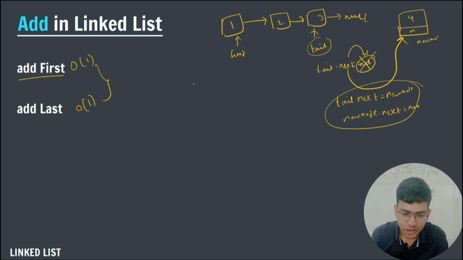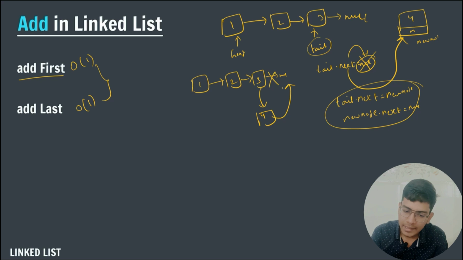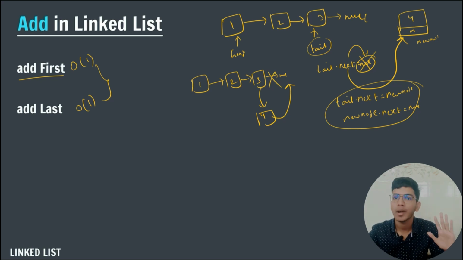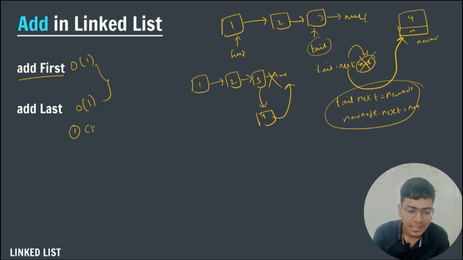So this is how the process will be. Let us consider that this is my list, 1, 2, 3. This is my tail. Instead of pointing to null, I am pointing to 4, and this 4 will point to null, and this connection will be broken automatically. So this is how I'm going to add my element at the last. What are the steps we are doing here? First step is creating my list, creating new node.